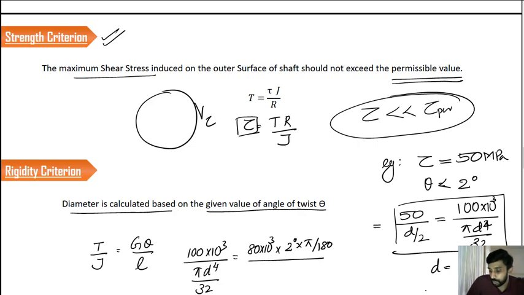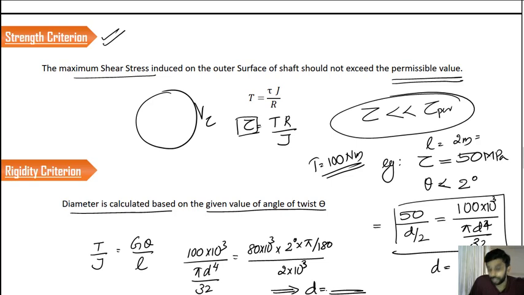Given that L is equal to 2 meter, so 2 into 10 cube. The reason why I am adding a 10 cube here is to convert the meter into millimeter. Everything is converted into millimeter. And the torque is given as 100 Newton meter. So when you solve this equation, you will get another value of D.